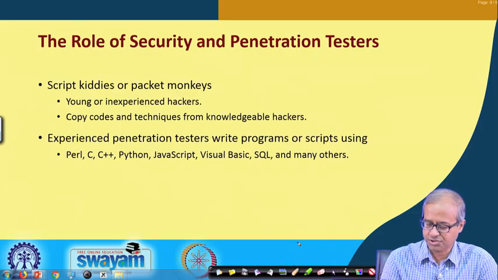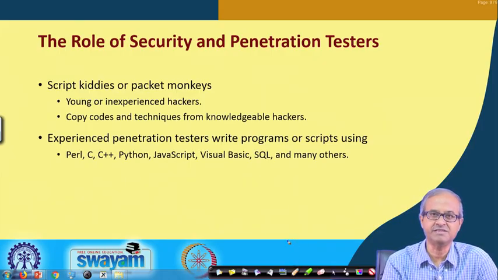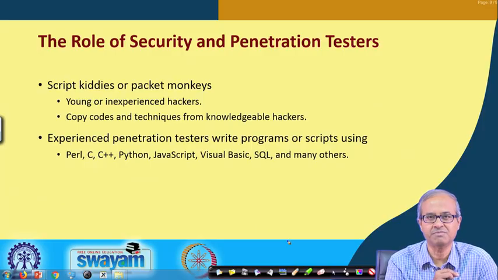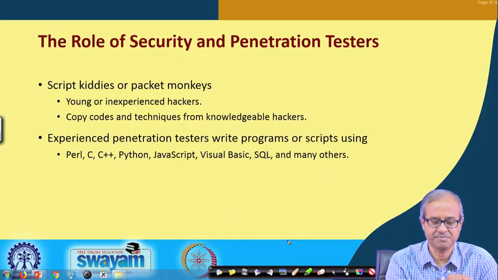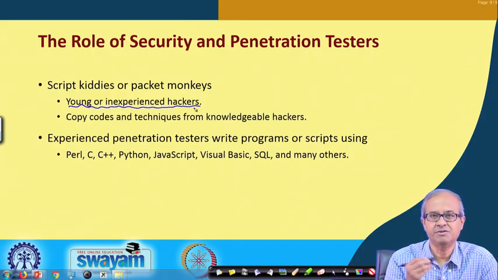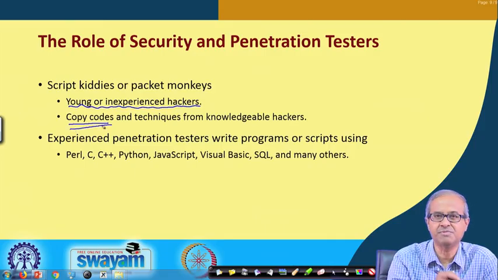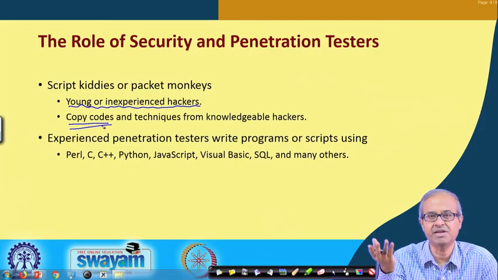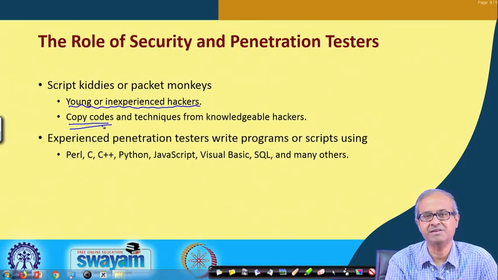Now, talking about the roles of the testers who are carrying out the security testing and penetration testing. I talked about script kiddies, the beginners who have just learned how to break into systems. They are typically young or inexperienced hackers. Usually they look at some existing websites, where a lot of such hacking documentation is available. From there they typically copy codes, run them on the system and see whether the attacks actually happen as published or discussed on those websites, right.